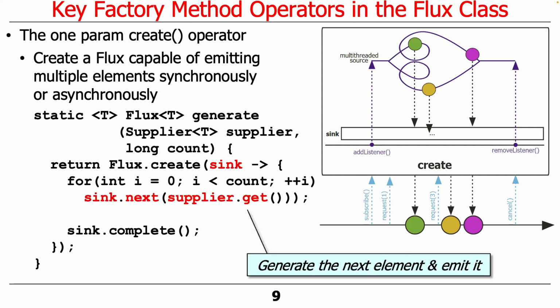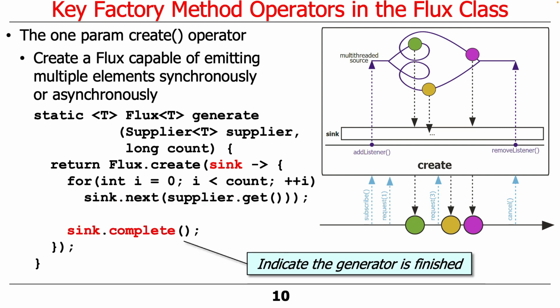So as you can see here, we have a lambda expression that gets passed in as the parameter to create. And this little lambda expression is basically a little program in itself. It's going to iterate for i equals 0, i less than count, and it's going to increment by 1 each time. And it's going to call supplier.get, and it's going to emit that by calling sink.next. So the next method will then emit that up to the flux that's returned by generate. And this keeps going for i equals 1 to n. And when we're done, we say sink.complete.